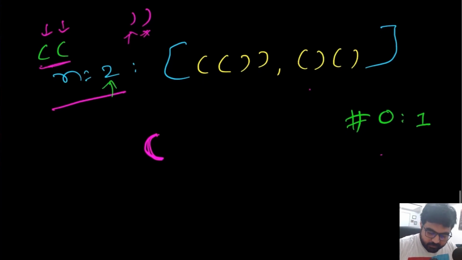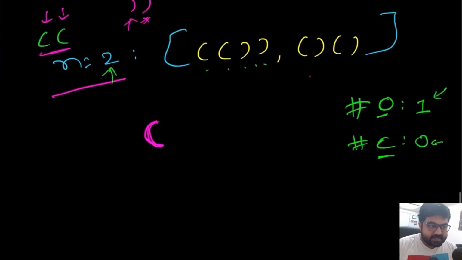We are also going to keep track of the number of closing parentheses, and so far we haven't used any closing parentheses, so this value is 0. And we can only add a closing parenthesis if the number of opening parentheses is greater than the number of closing parentheses, because we already proved that over here. Now using this logic, let's see what sequence we can make.